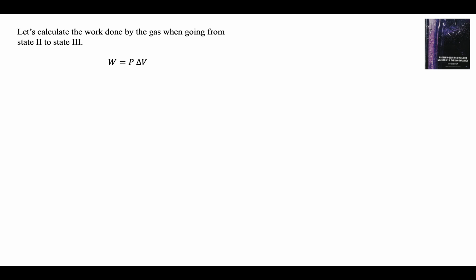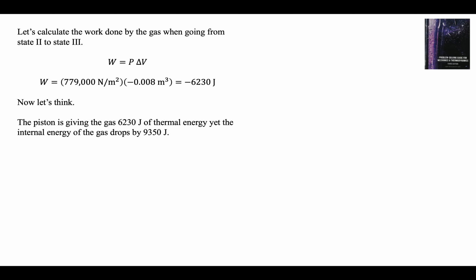The piston's doing work on the gas. So let's calculate the work done by the gas. P delta V. Delta V is 8 liters. It goes from 40 to 32. And you have to put a negative sign in there because it's dropping. Or you just put a negative sign on the work because you know the work done by the gas is negative. So while you're trying to cool it down, the piston is giving thermal energy to the atoms by moving in. So the piston makes a deposit of 6230 joules of thermal energy, but the internal energy still drops by 9,350 joules.